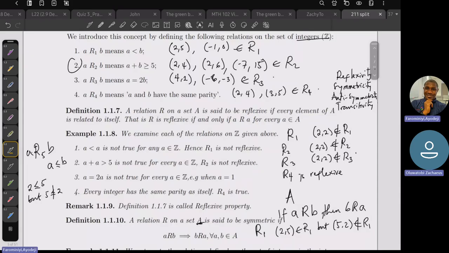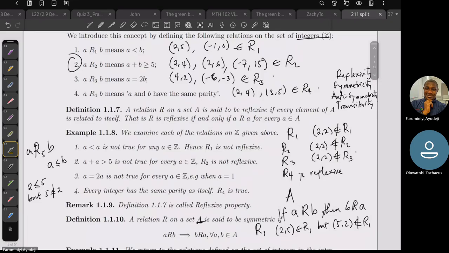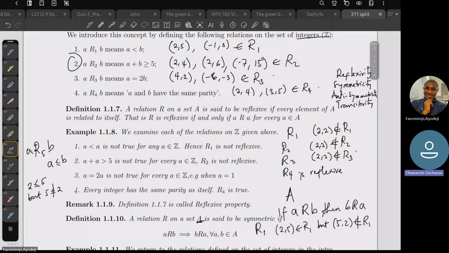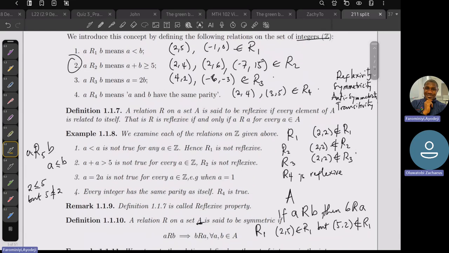So is it symmetric? We have (2, 4) defined on R2, but (4, 2) is not defined on R2, so R2 is not symmetric. (4, 2) is not an element of R2, so it's not symmetric. Good. What about R3? Is it symmetric?